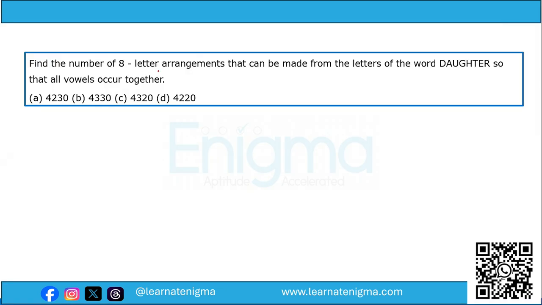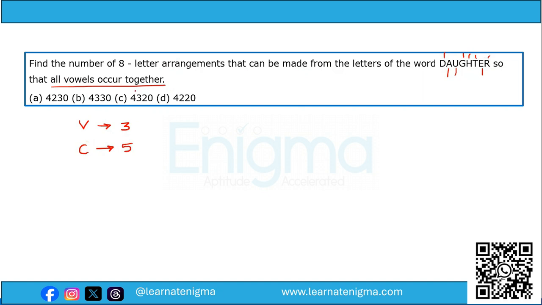Find the number of 8-letter arrangements that can be made from the letters of the word daughter so that all vowels occur together. Now, we want all vowels together. So, first we'll count the number of vowels in the word daughter. We have the vowels as A, U, and E. That is, vowels are three, and the consonants are 1, 2, 3, 4, and 5.